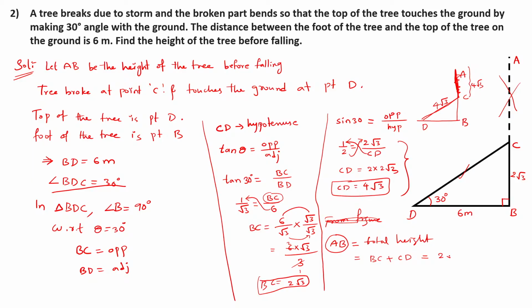So BC value is 2 root 3 and CD value is 4 root 3. So if you add them, you get 6 root 3. If you stop here, you'll get the full marks. If you want to simplify even more, you can multiply the root 3 value by 1.732. If you multiply 6 with 1.732, you will get some answer. So this one is also right, but you can stop the answer here only. So the height of the tree before falling down due to storm is 6 root 3 meters.